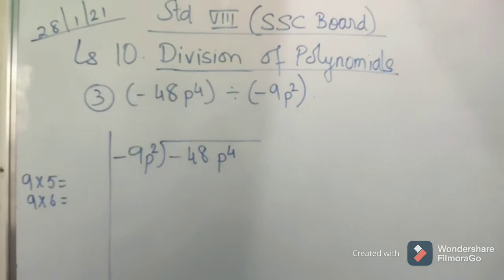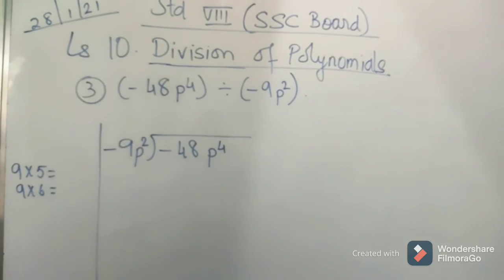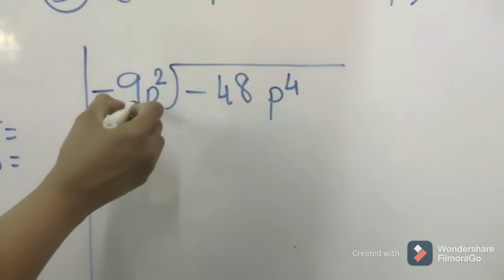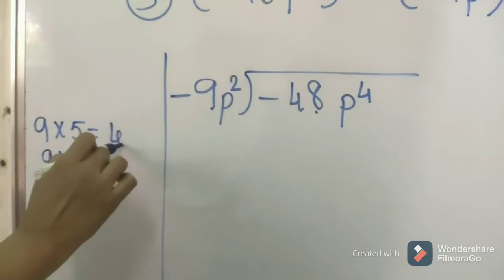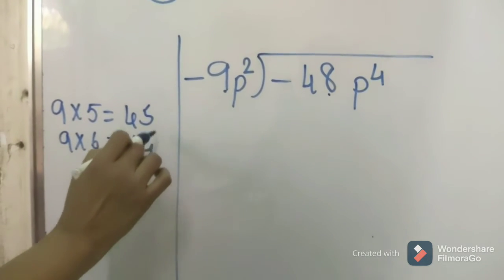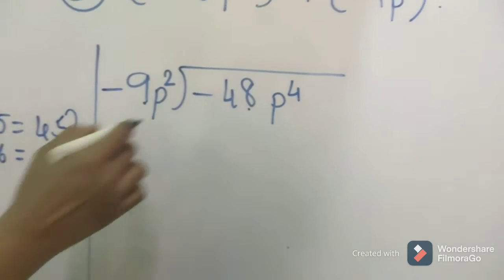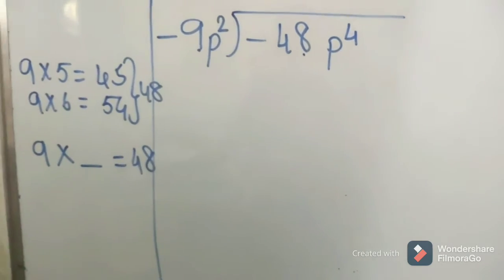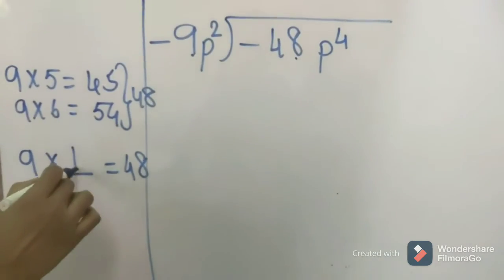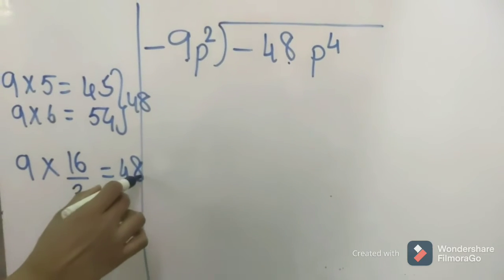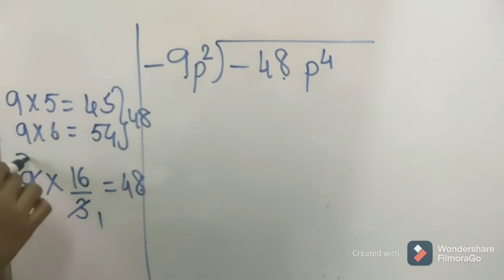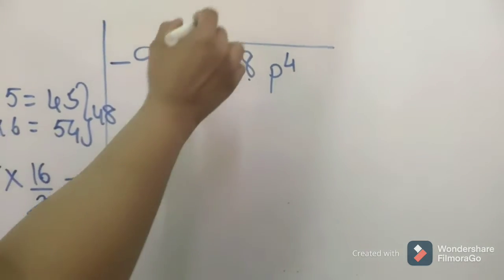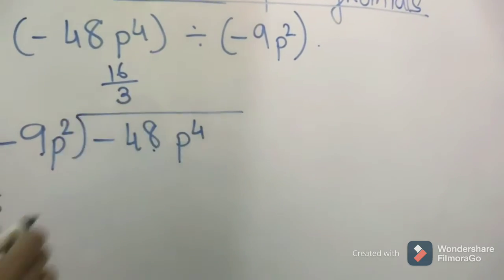Okay, the third sum is minus 48p raised to 4 divided by minus 9p square. Now students, you can see that in 9 table 48 does not go. I know 9 5s are 45 and 9 6s are 54. So 48 is in between these. So how do I do this now? I have to multiply 9 with such a number that the answer should be 48. So I know 16's table, 16 3s are 48, right? So I multiply by 16 divided by 3.